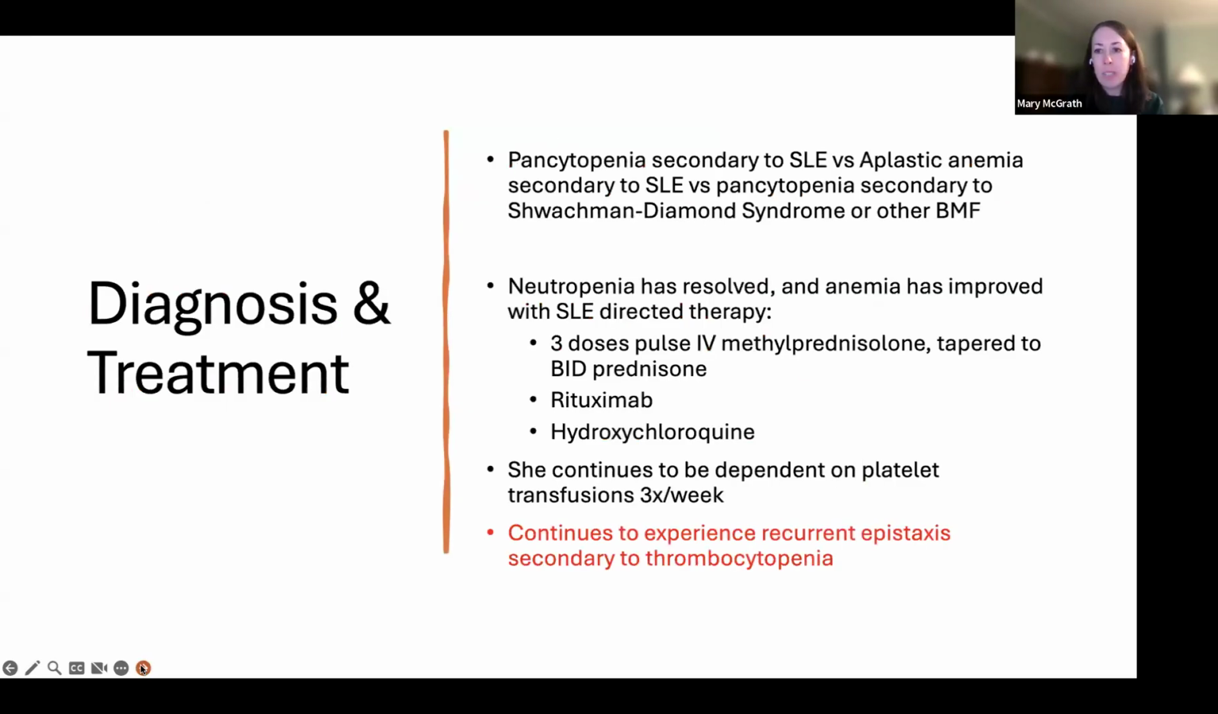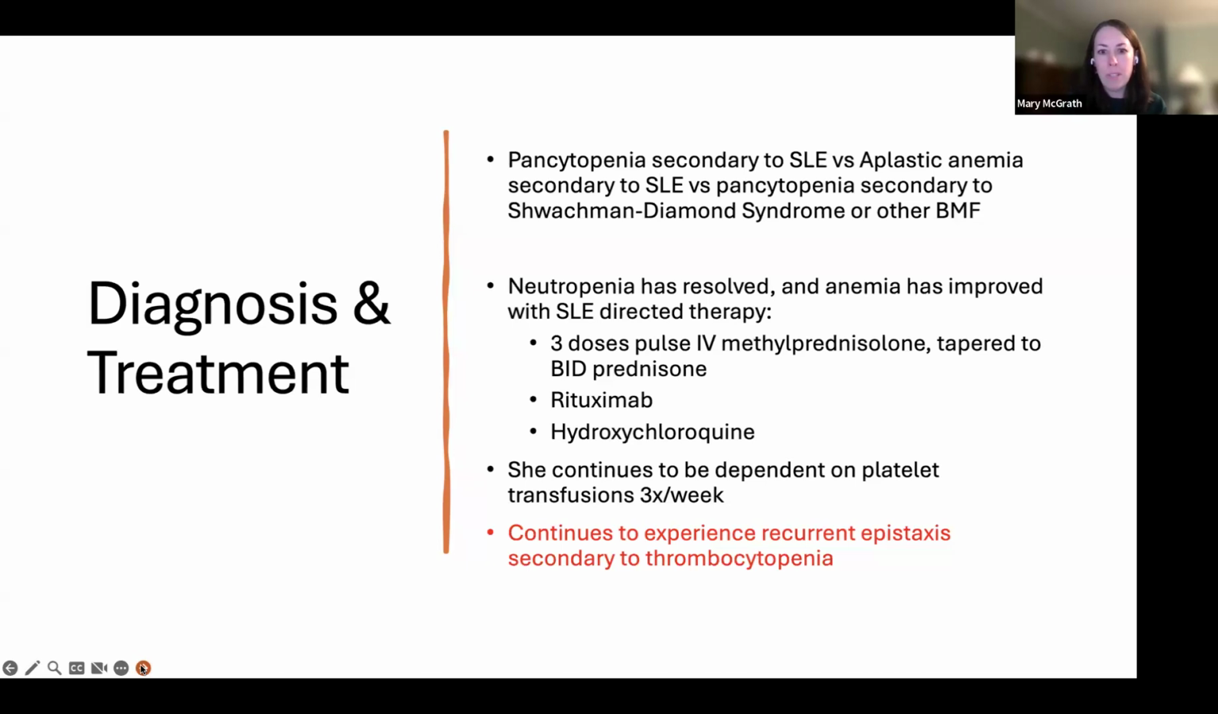So she was ultimately diagnosed with lupus and has been following with our rheumatology colleagues. Her pancytopenia at this point, we're attributing to either aplastic anemia secondary to SLE, which is rare, or potentially an idiopathic aplastic anemia versus a bone marrow failure, such as Shwachman-Diamond with the low fecal elastase, and are hoping to narrow things down once we get her whole genome sequencing back.